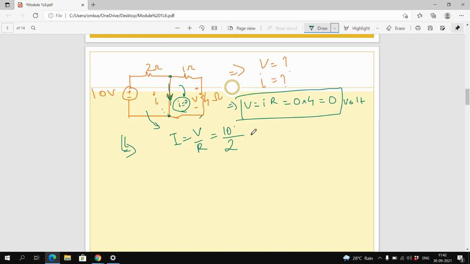So what is the current here? Current is 5 ampere. Sorry, the value of R is 2 ohm, voltage is 10 volt.